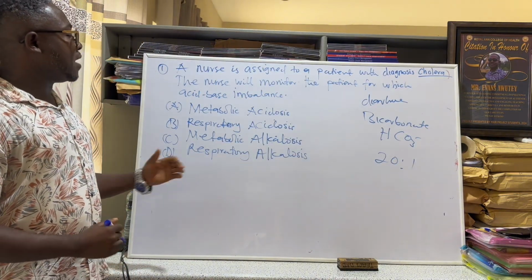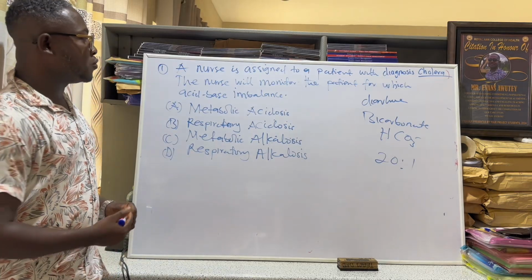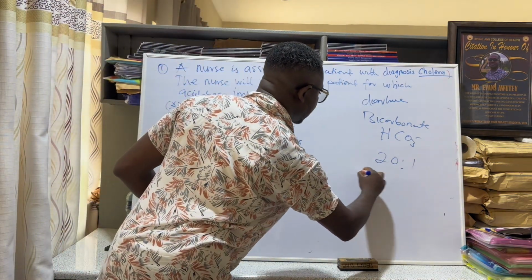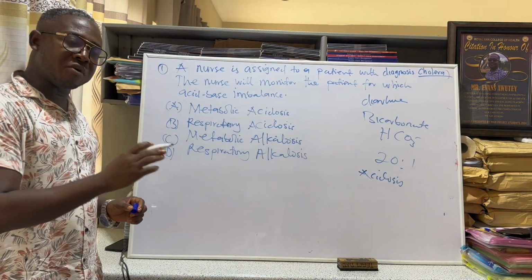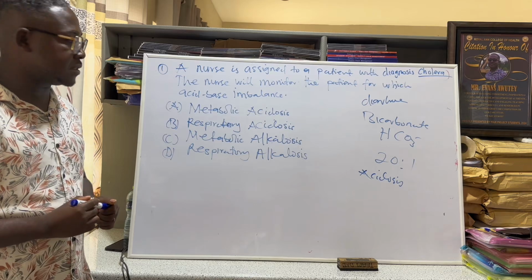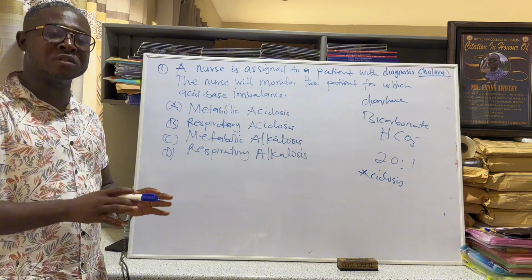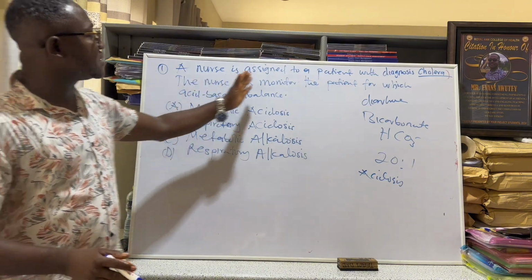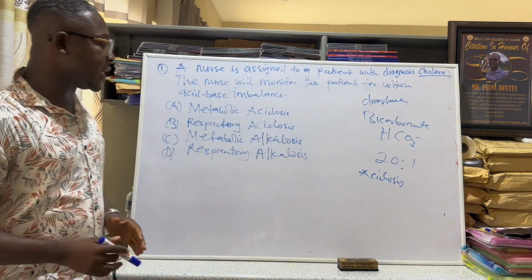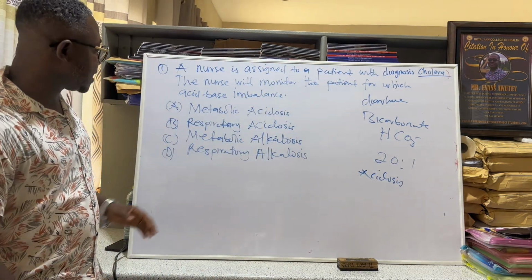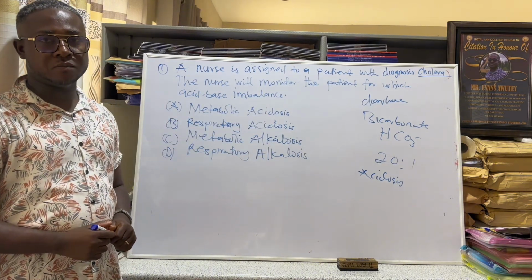Now we need to think whether it is respiratory or metabolic. So we have established the fact that this patient is at risk of what? Acidosis. So is it respiratory or metabolic acidosis? Now, we said that respiratory acidosis occurs when there's a problem with what? Breathing. But the condition did not tell us that the patient is having a problem with what? Breathing. That means that it becomes what? Metabolic acidosis. So our answer is what? A, metabolic acidosis. Please, do you get it?